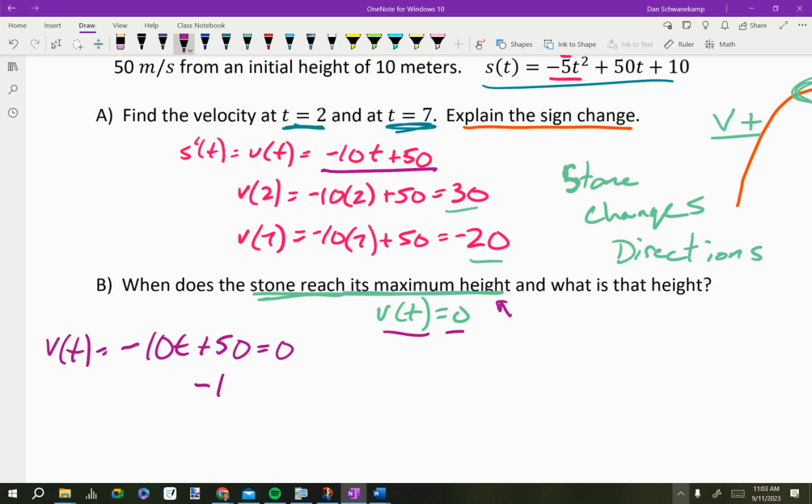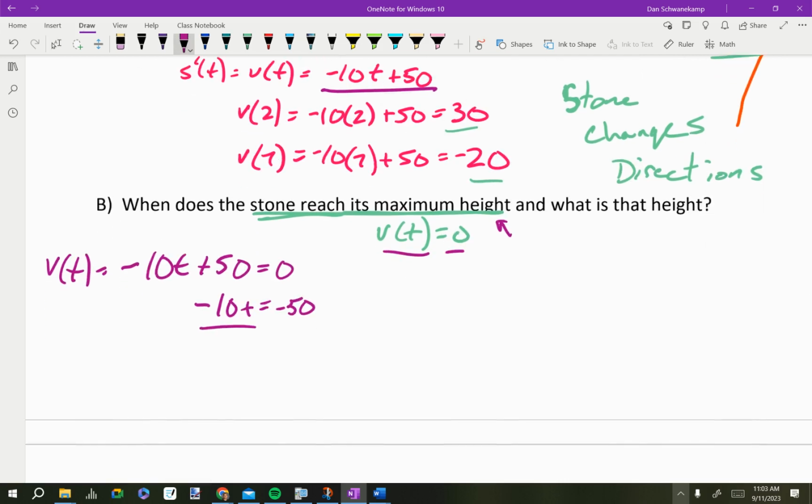Take that, set it equal to 0. So I'm going to subtract the 50, and then divide by negative 10. T equals 5. What does that t equals 5 represent? That is our time. That is our seconds. That is when the ball, or when that stone, reaches its maximum.